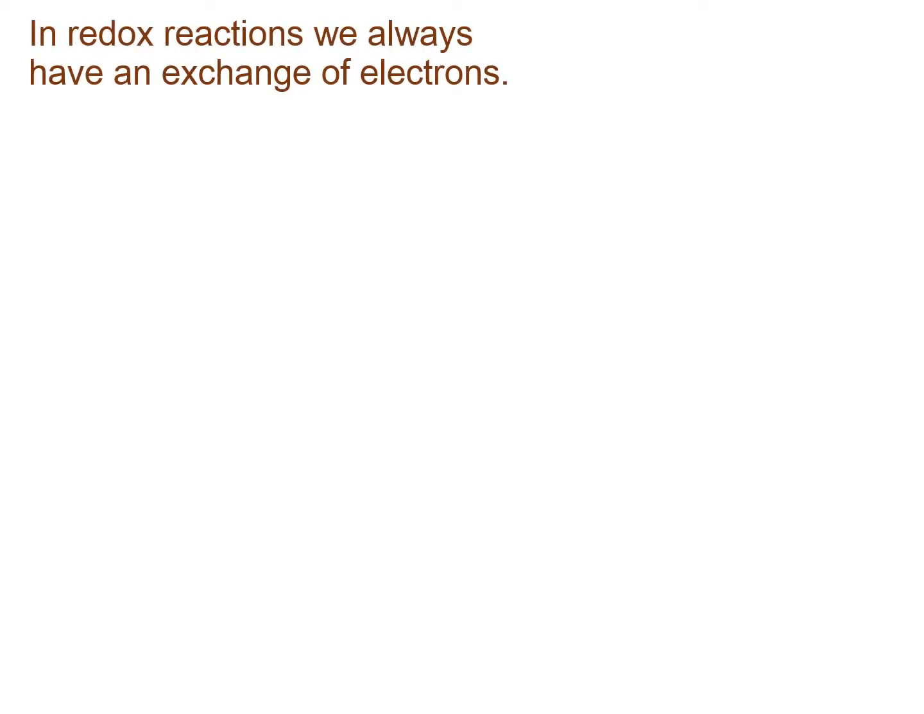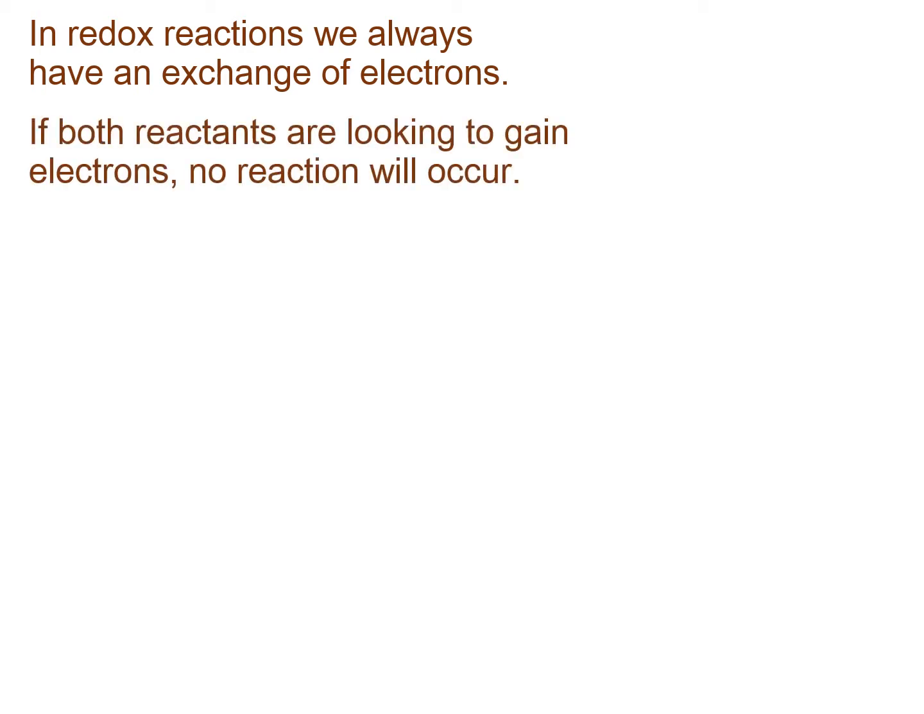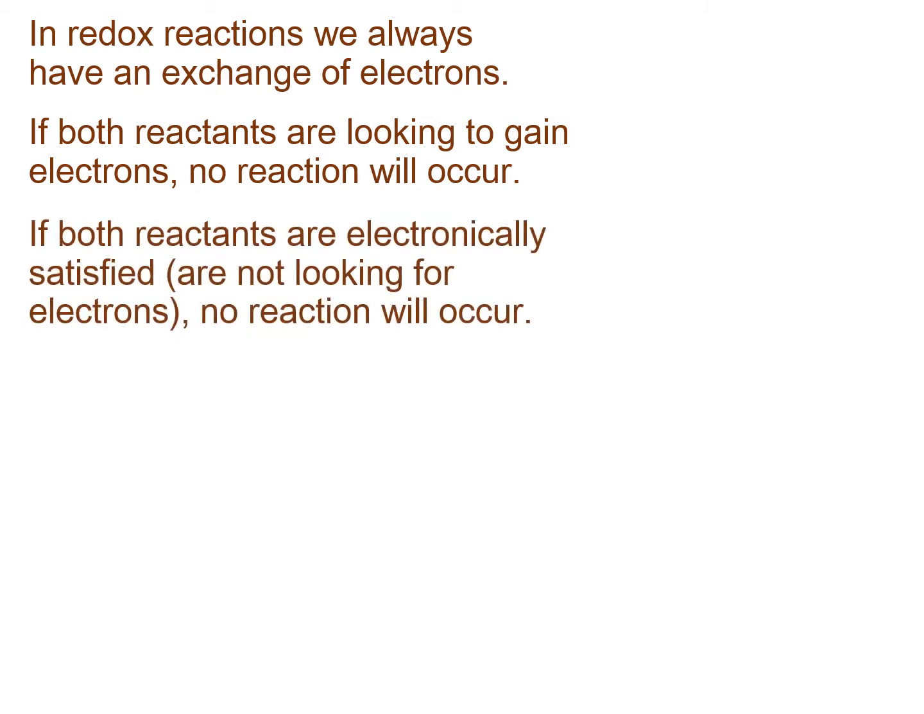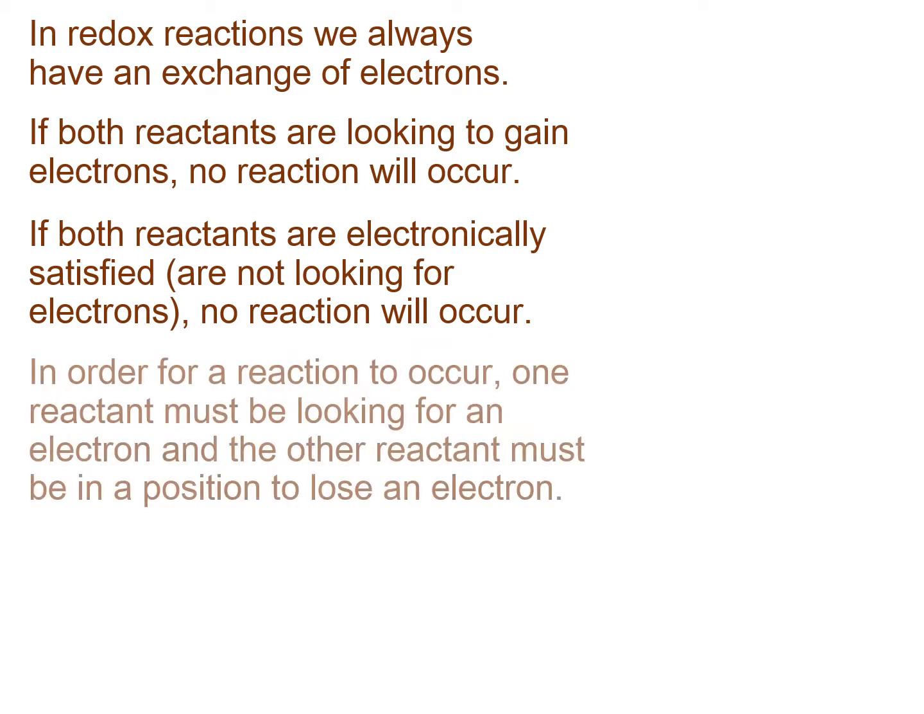In redox reactions, we always have an exchange of electrons. If both reactants are looking to gain electrons, no reaction will occur. If both reactants are electronically satisfied, meaning they are not looking for electrons, no reaction will occur. In order for a reaction to occur, one reactant must be looking for an electron and the other reactant must be in a position to lose an electron.